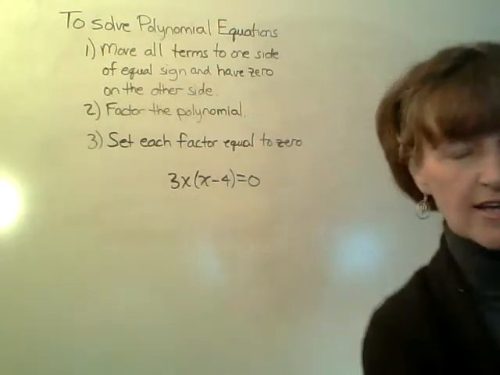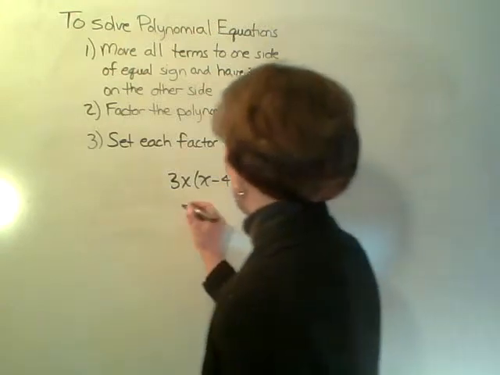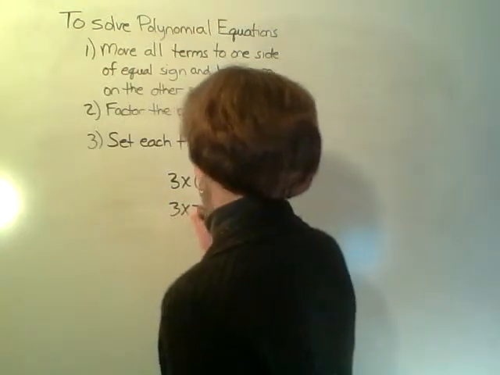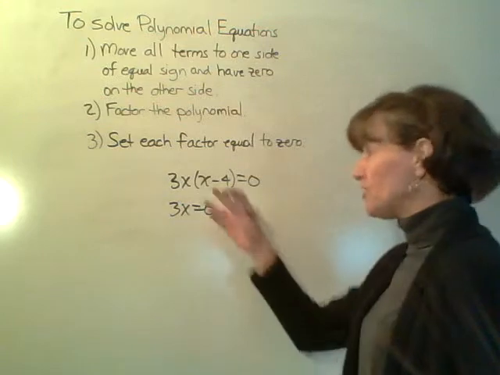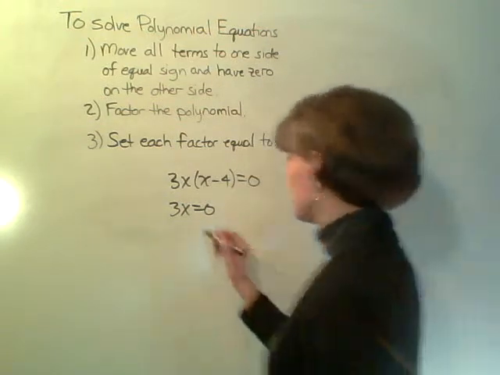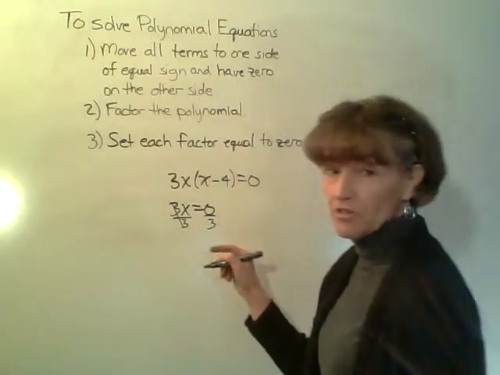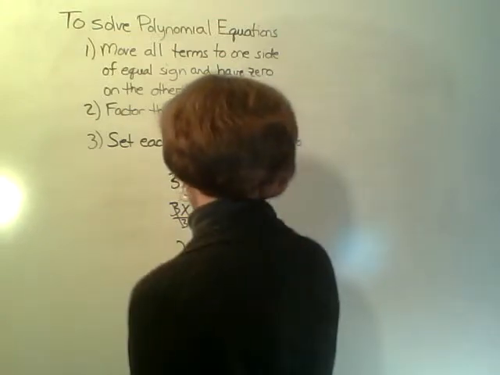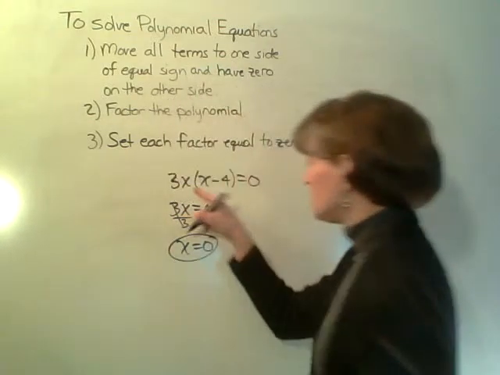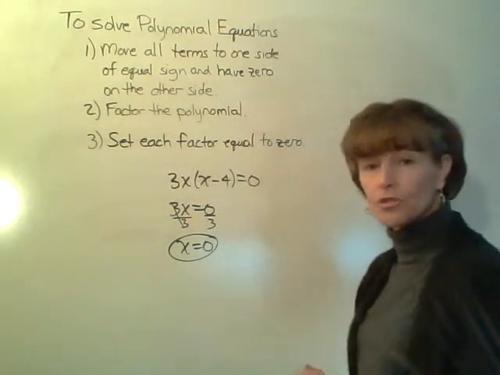All right, well in this case, 3x is a factor, so 3x can be 0 and this equation will be true. Well now if 3x is 0, then let's divide by 3. And 0 divided by 3 is just 0, so x equals 0. So if x is 0, then this equation is true.